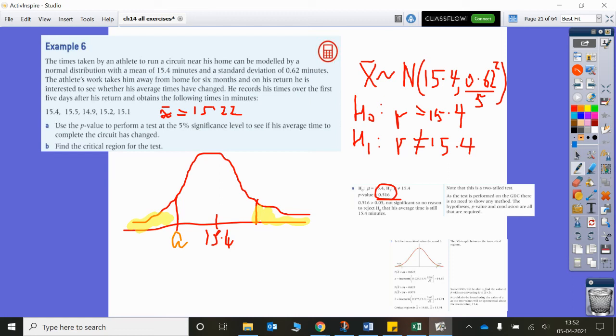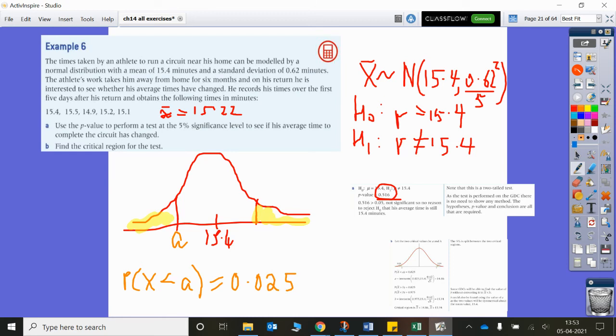Okay, so we've got here that we need the probability that X is less than or equal to A, or just less than A, because it's continuous. It's got to be equal to 2.5%.